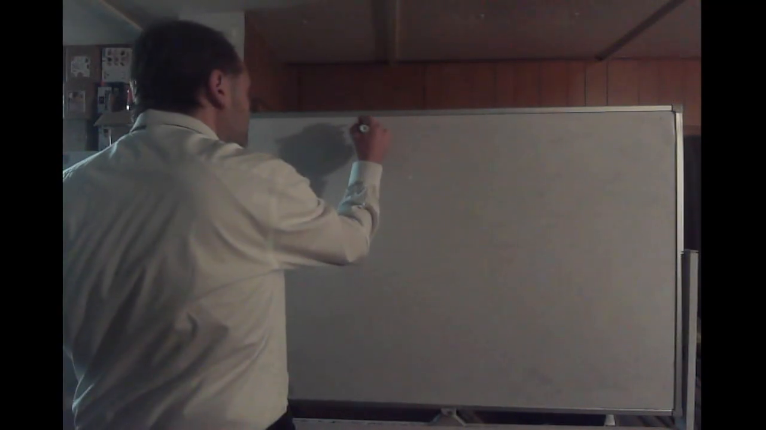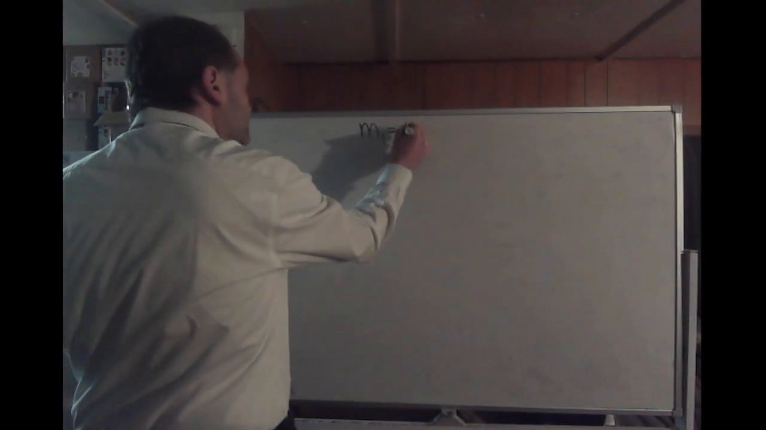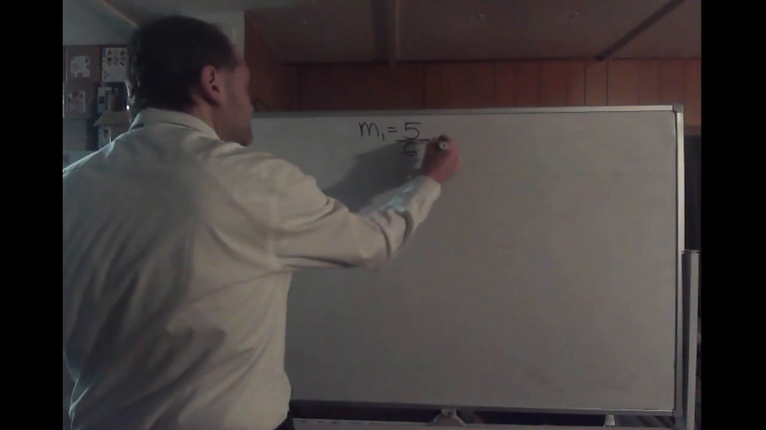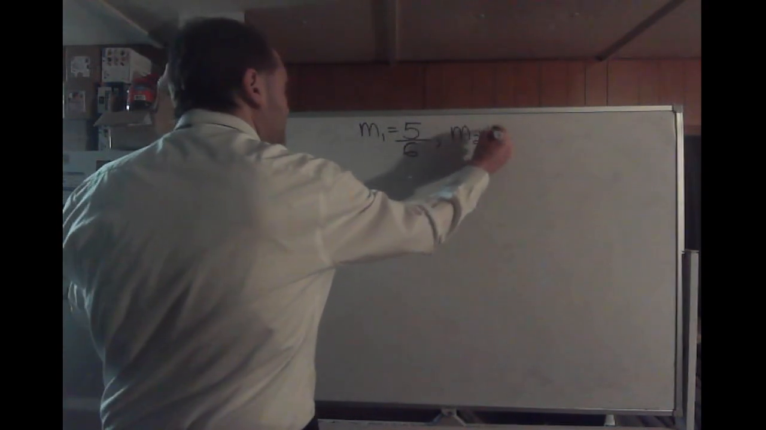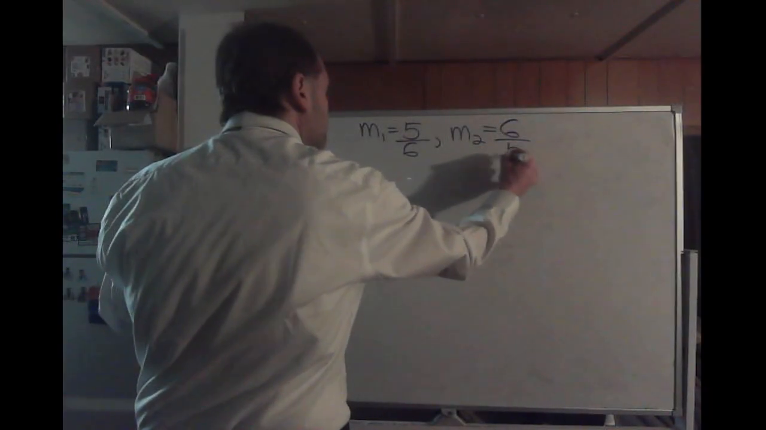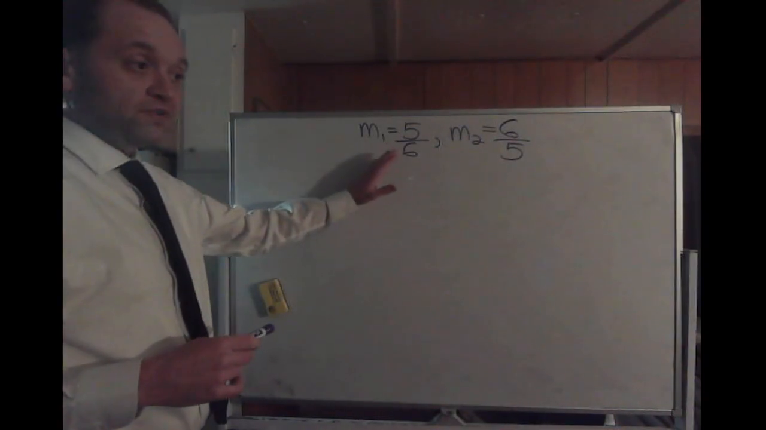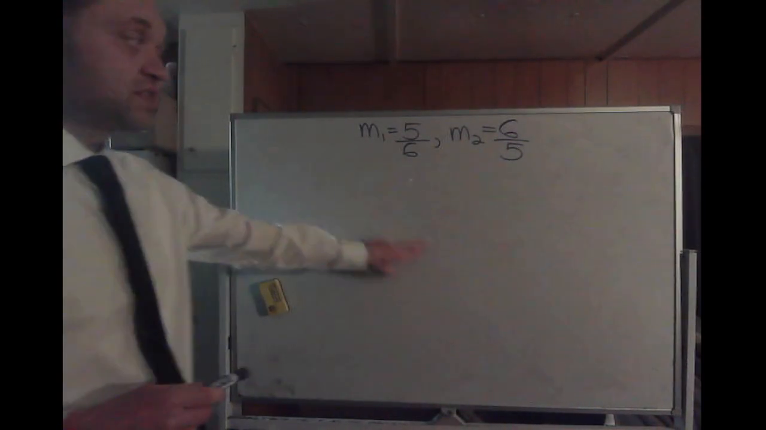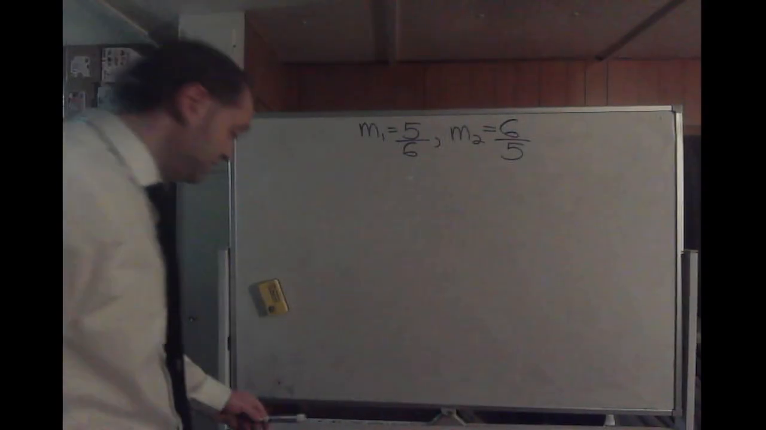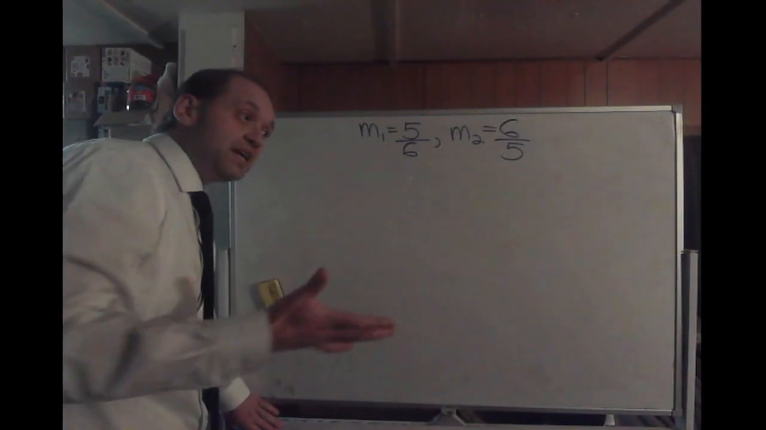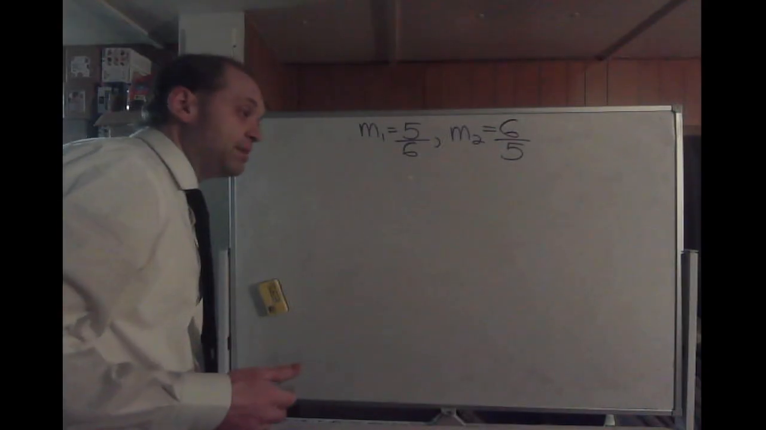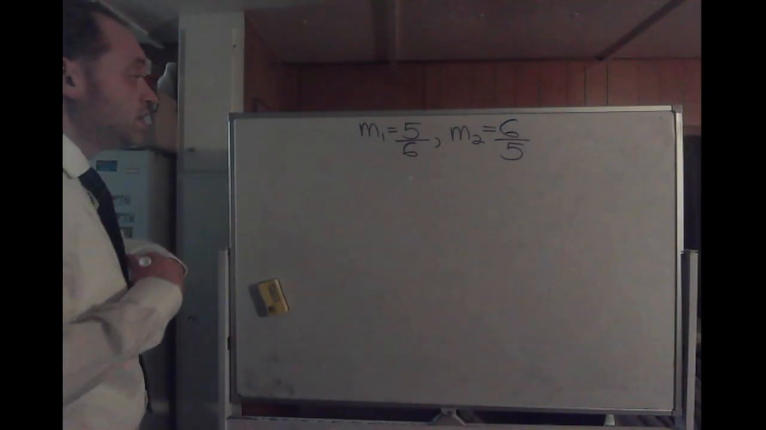Okay, one more problem, then we're done. What if we had, oh, this will be easy. The slope of the first line is positive 5/6. The slope of the second line is positive 6/5. So the slope of the first line is positive 5/6. The slope of the second line is positive 6/5. Well, they're definitely not the same, so they can't be parallel. There goes that theory about them being parallel. They're definitely not parallel.